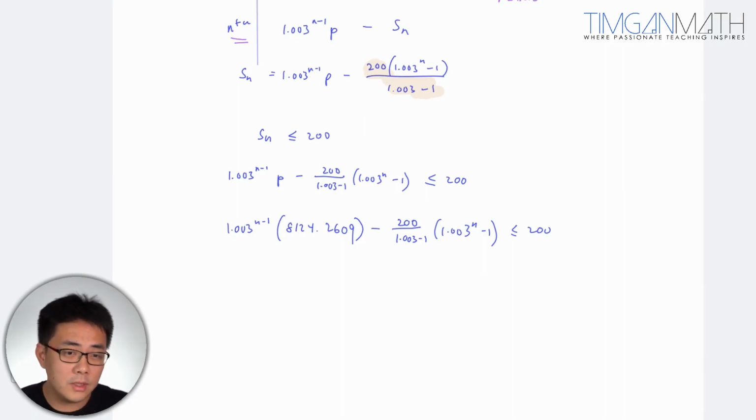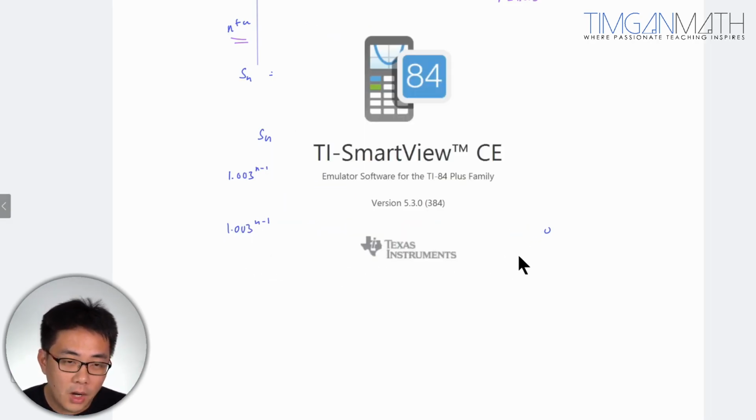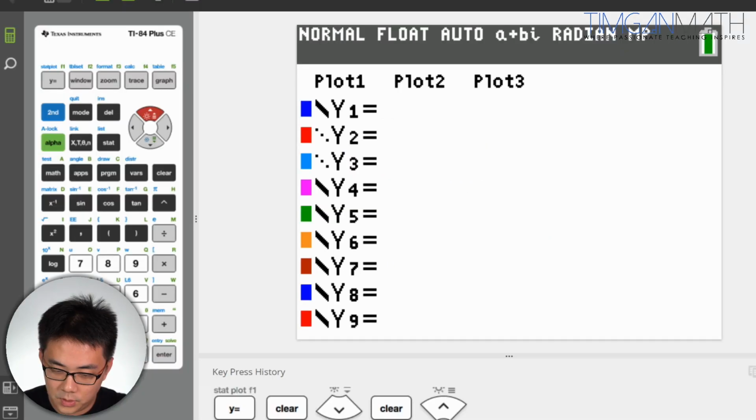So how do we solve this? We could actually just use GC and solve it. It's easier to use GC. But if you are not too sure, just bring out GC, key this whole thing in, and you're going to find the day where the amount is less than 200. So let me just key the function in. It's a lot of work to do. So I'm just going to pause this and key in, okay? So this is what we're going to do.